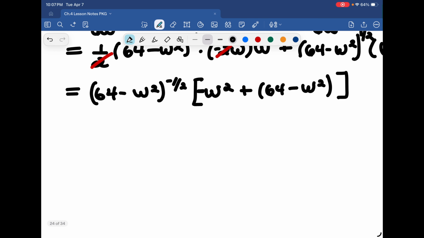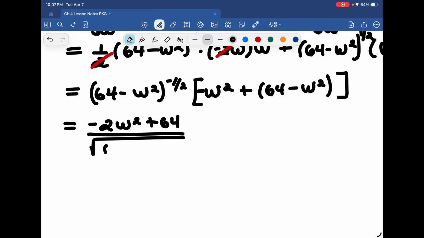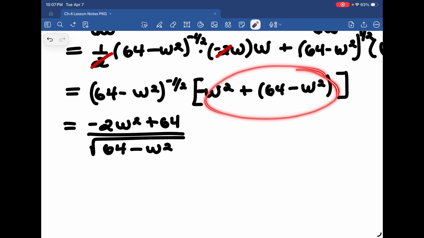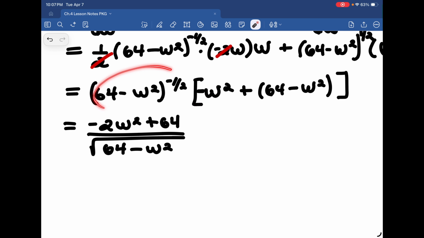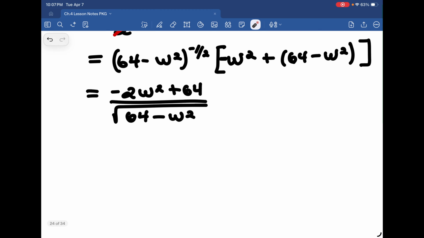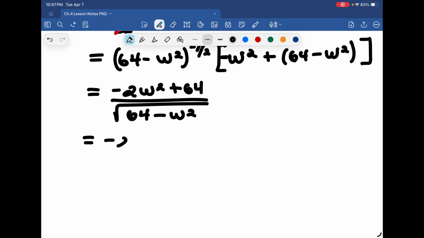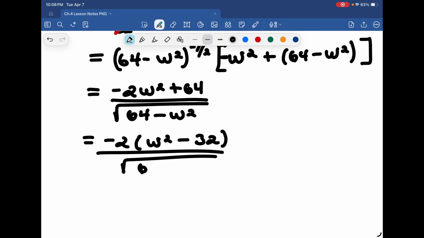Great. Okay, from here, I'm going to write this in terms of, in the numerator, negative 2W squared plus 64, and then in the denominator, the square root of 64 minus W squared, where this part became the numerator, and then this outside piece drops down to the denominator as the root of a half. Now, let's take out a negative 2 in the numerator, leaving me with W squared minus 32, and then in the denominator, this square root of 64 minus W squared.